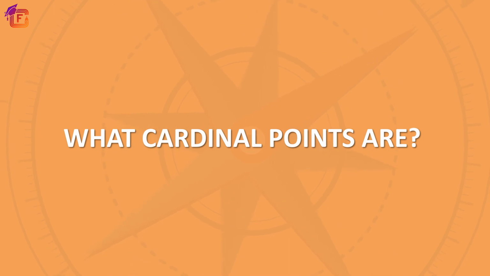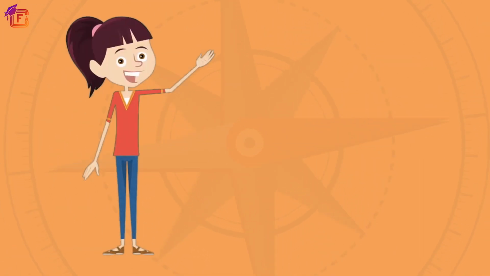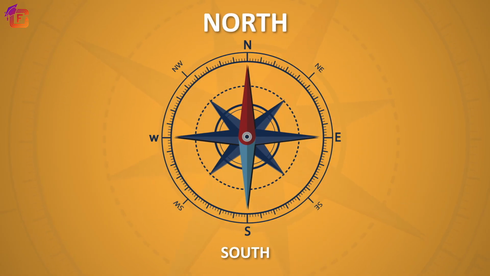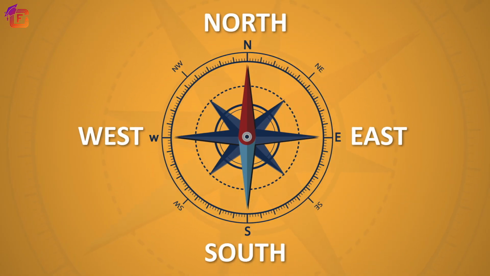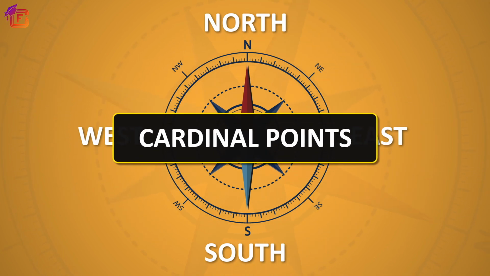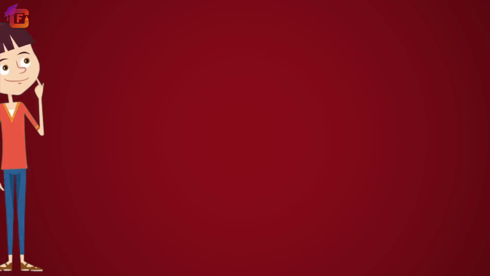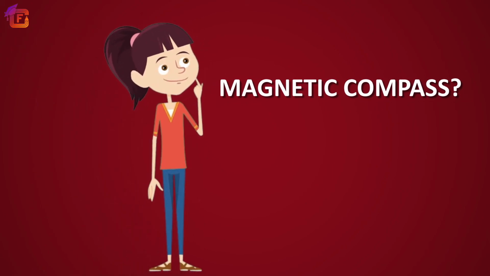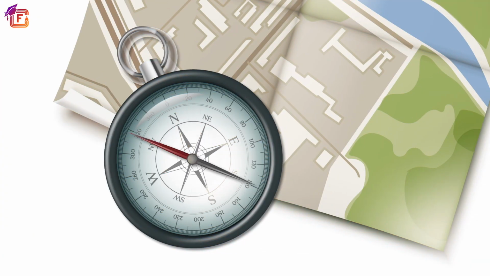Learners, you now tell me what cardinal points are. You are correct if your answer is four primary directions. North, south, east and west are the four primary directions called cardinal points. Learners, can you now tell me about magnetic compass? No? Okay, don't worry, I'll tell you. With the aid of a magnetic compass, we can determine the direction of a spot.